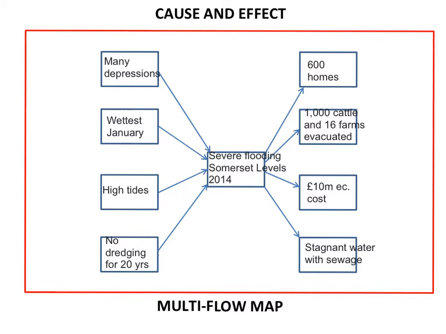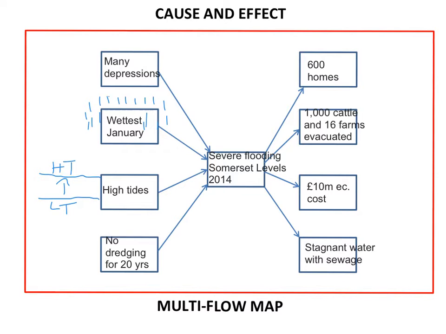Now, I'm a great believer in using colours and pictures to help remember, so I can simply add to my cause box here lots of rainfall around the wettest January. The fact that there was a high tide also helped to cause the flood, so I'm just going to draw in a little diagram to show it went from low tide to high tide.